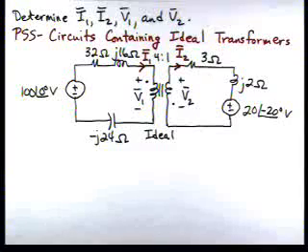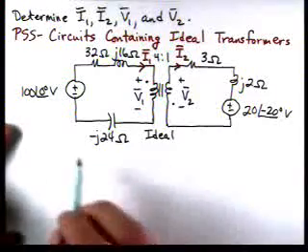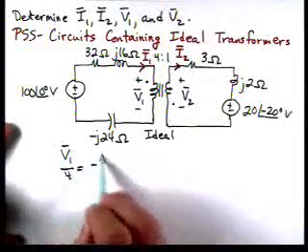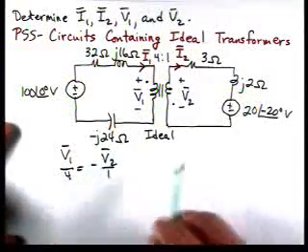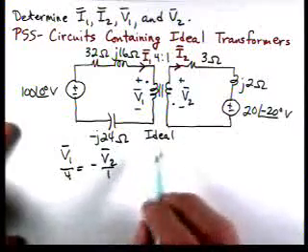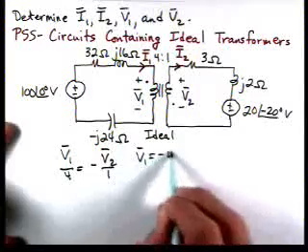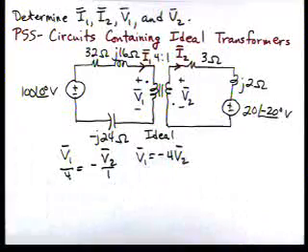And if we notice, V1 is positive at the dot, but V2 is negative at the dot. So we'll have V1 over 4 is negative V2 over 1. So, for instance, V1 is negative 4 V2.